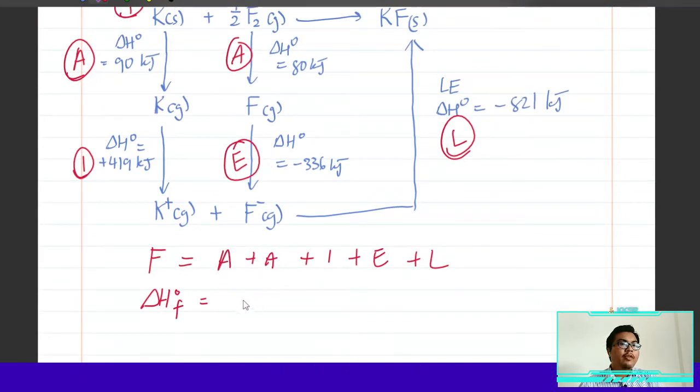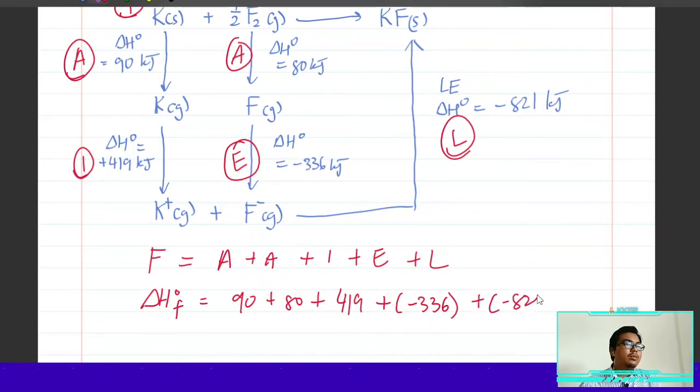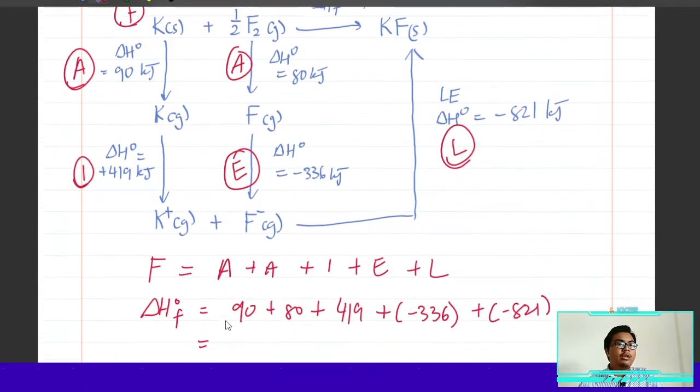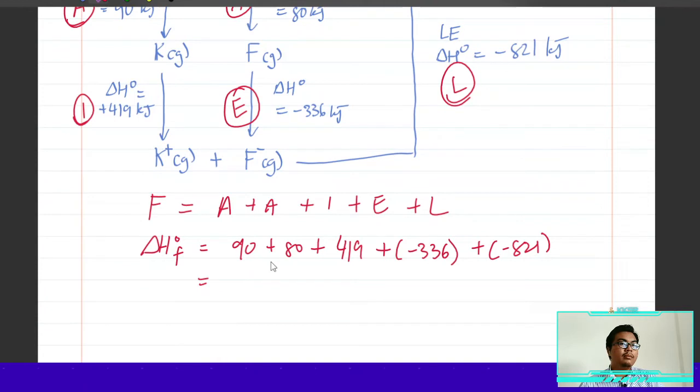Delta HF equals to, so we want to see the value dia berapa kat sini. So kita ada A value yang pertama is 90 tambah dengan 80, 80 tambah 419 for ionization energy tambah negative 336 for electron affinity and then tambah dengan negative 821 kilojoule for lattice energy. Hence what you will get for this calculation is that kira, should get 568 kilojoule per mole.